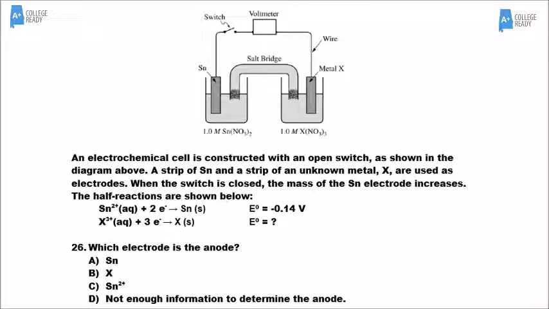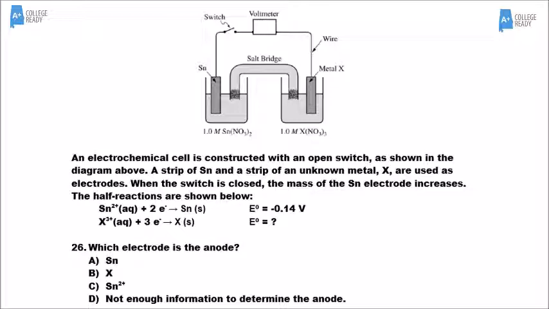This is all about reading a diagram and figuring out what's going on. First of all, there's a voltmeter present, which means it's a galvanic cell. An electrolytic cell would have some kind of power source. They try to give you some clues about what's going on. When the switch is closed, the mass of the tin electrode increases. What that implies is that the tin ions in solution are gaining electrons, being reduced, and forming solid tin, so that over time there's less and less tin ions and more tin solid.